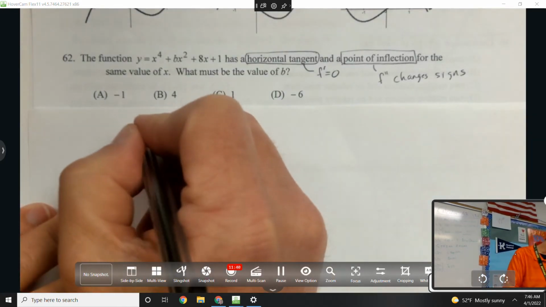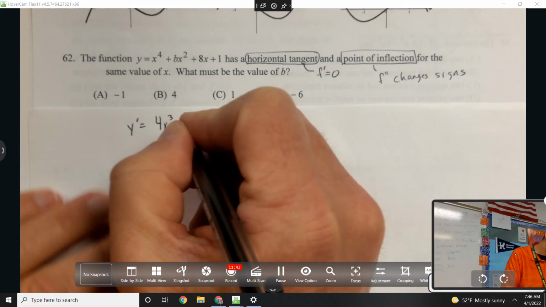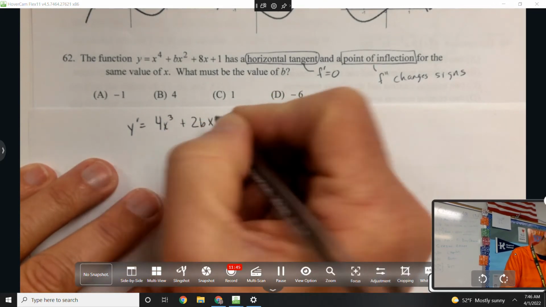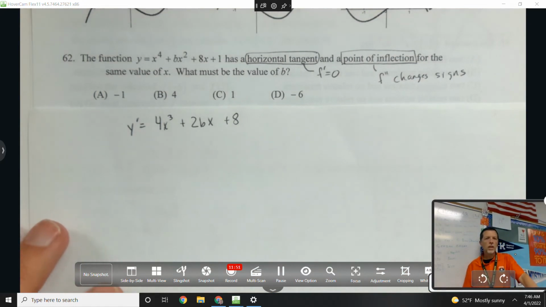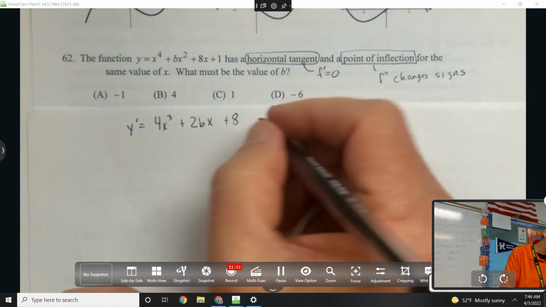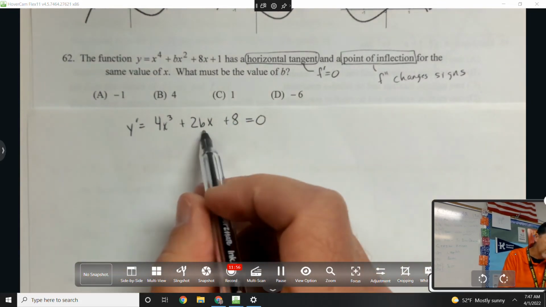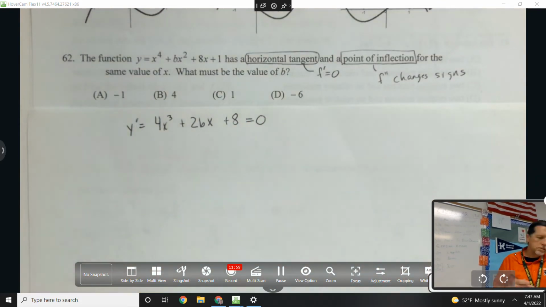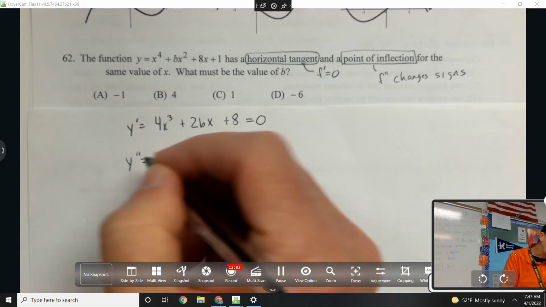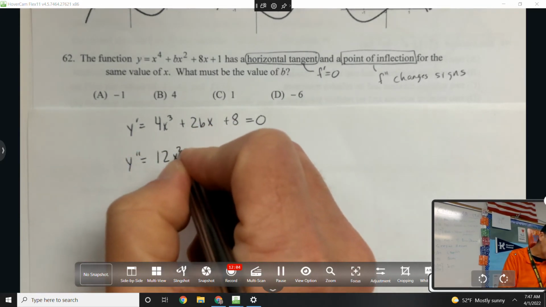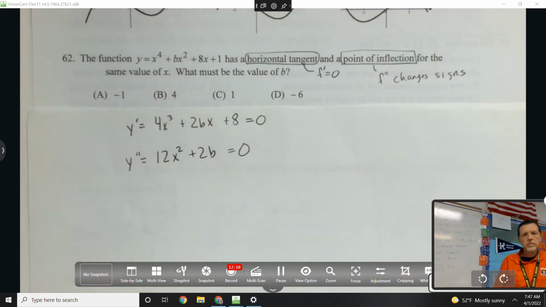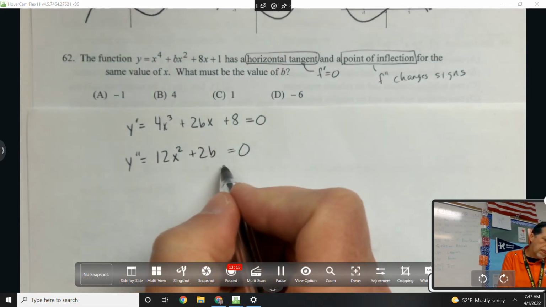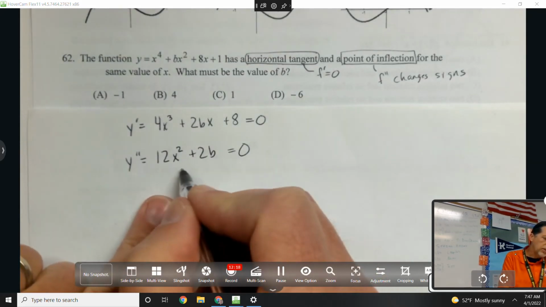Alright, so first derivative, 4x cubed plus 2bx plus 8. And we want that to equal 0, but that's kind of tricky because there's a b and an x in there, so hold off on that for now. Second derivative, 12x squared plus 2b equals 0. Okay, well, I feel like this one's going to be a little bit easier to work with.